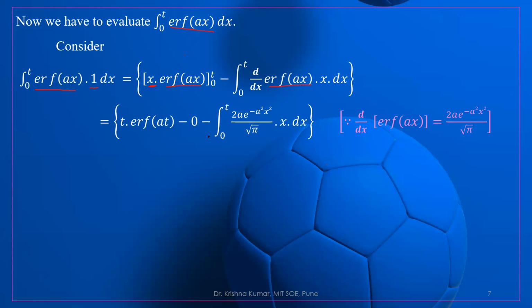And what is the minus? What is the derivative of error function of x? We have already calculated it in the first part of this question. It is 2a e to the power minus a square x square upon root pi. So this is the derivative of the first part, and integration of 1 is x. Now we want to again integrate it, under the limit 0 to t. So let us make some adjustment over here. So we are getting the first part is this.